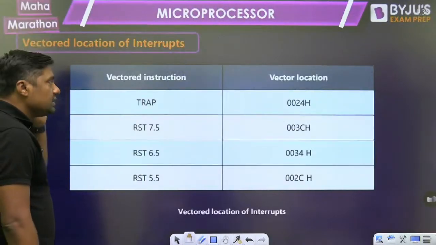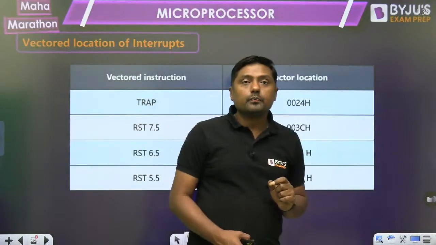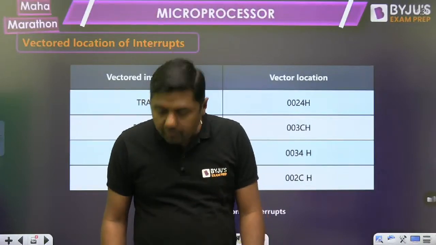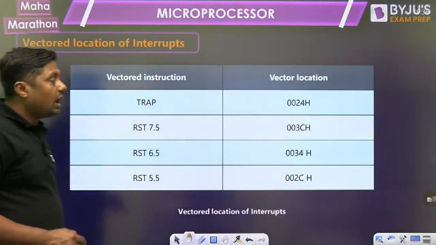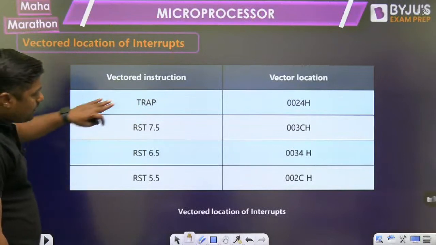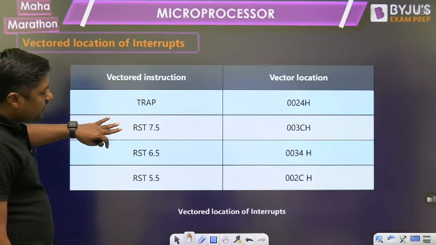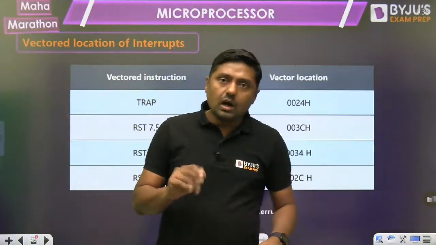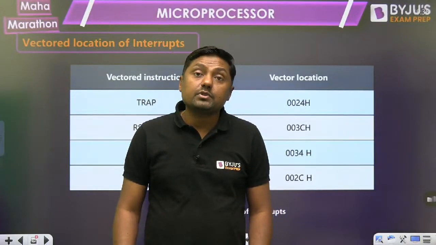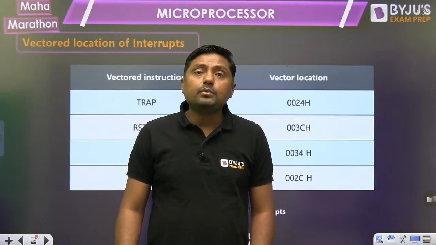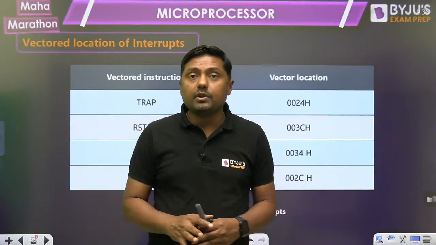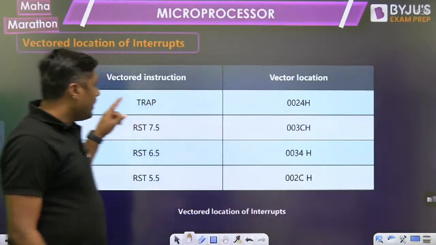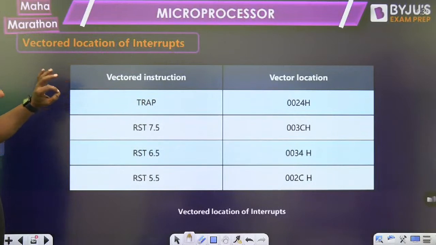Yes, there is another important point, which is interrupts, that is called hardware interrupts. So what are the hardware interrupts, everyone tell me? Hardware interrupts are TRAP, RST 7.5, RST 6.5, RST 5.5. Another hardware interrupt is interrupt request, INTR. So total 5, right?